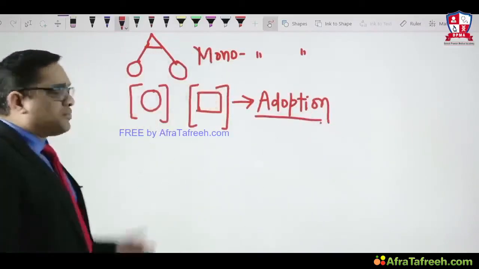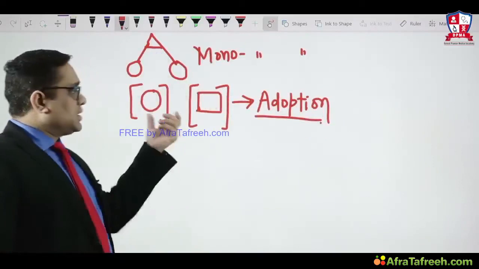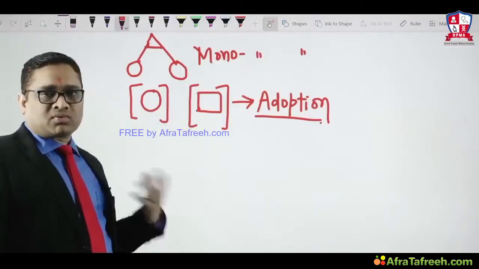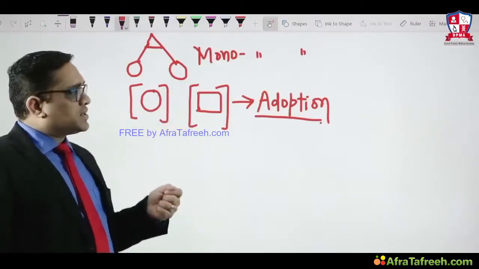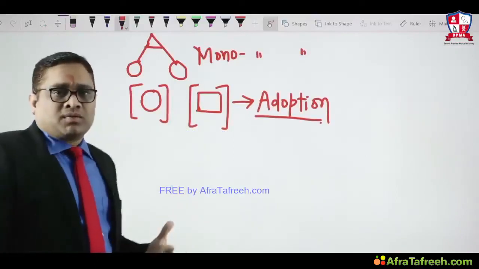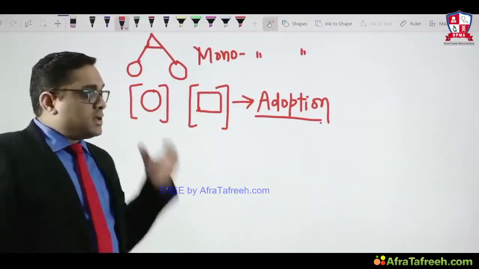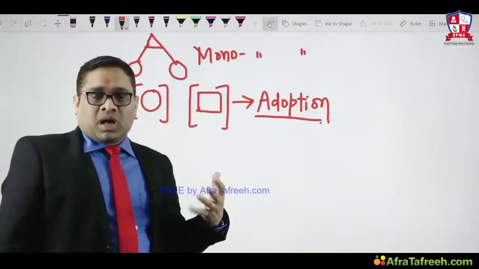So this can also be a future question in AIIMS or the All India exam, right? This adoption is a very important sign we have to keep in mind. So these are the different symbols which I have made for pedigree understanding. Now we will move to the approach.